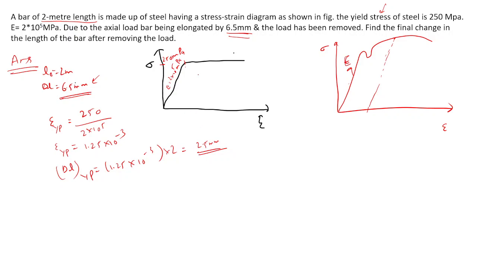So now let's suppose this is the load. This is the strain at which this 6.5 mm deformation is there, right? So when you remove the load, what path will it follow? This will follow this path. So what is the value of this and what is this? Can anyone tell?